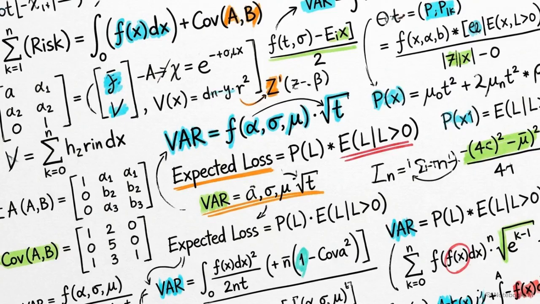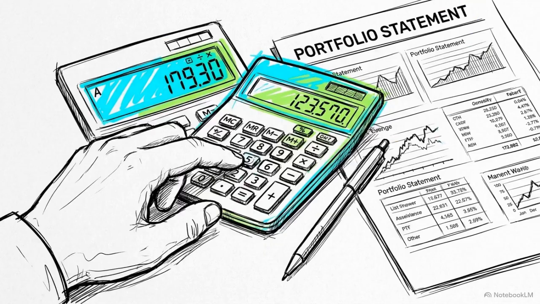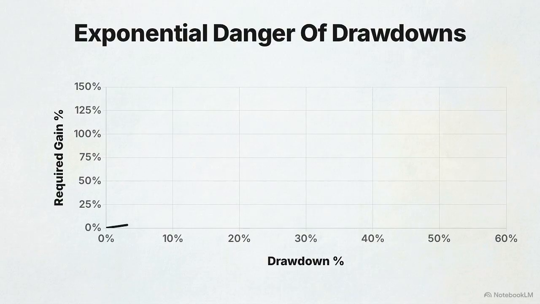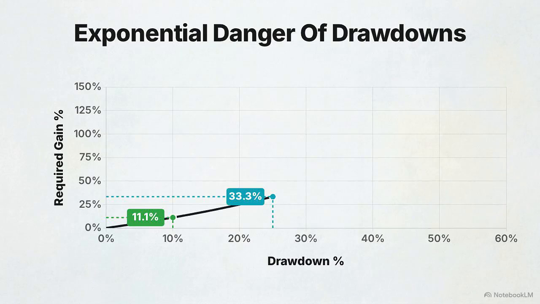There is a precise mathematical rule governing this relationship. It is called the recovery gain formula. You divide the percentage you lost by 100 minus that loss, and then multiply the result by 100. When you plot this out, you see how quickly the math turns against you. A 10% loss requires an 11% gain to break even, manageable, but a 25% drop demands a 33% gain.